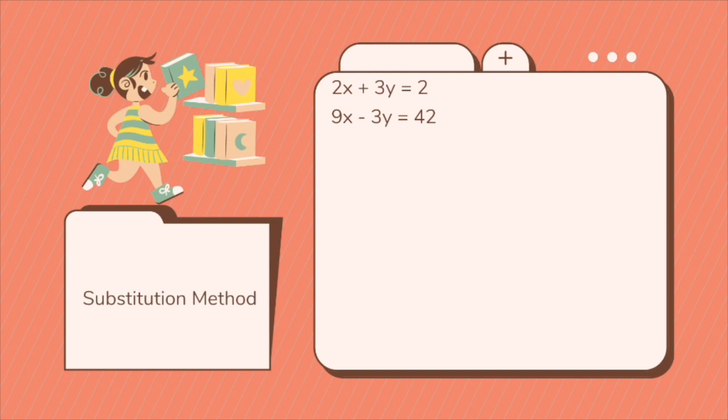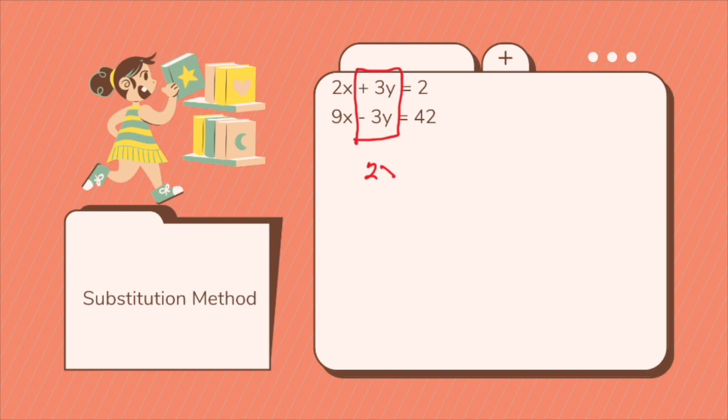You have here 2x plus 3y equals 2, and then you have 9x minus 3y equals 42. Now, if you wanted to eliminate 3y since they are the same and opposite sign, what do we say about opposite sign? We will add the two equations.